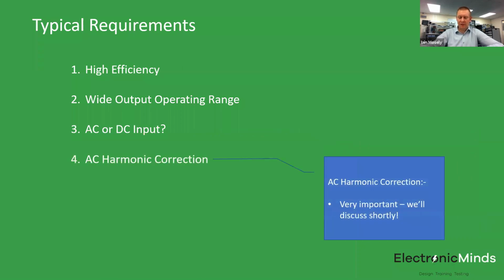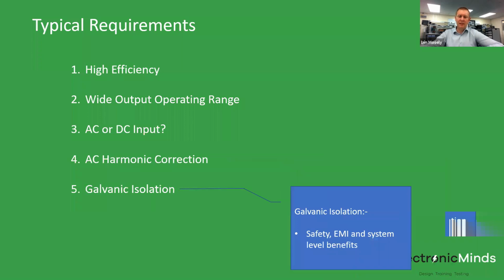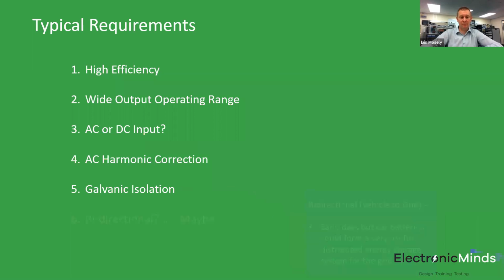AC harmonic correction, some of you may have come across this before, and I'll come onto this later because it's a really essential part of an AC fed system. Galvanic isolation. So if you're feeding power to your car battery from the grid, you don't want a direct electrical connection between the grid and your car because of all sorts of reasons, but mainly it's safety, EMI, and regulatory requirements that prevent you from doing that. So we need to have an isolation barrier within our system as well.